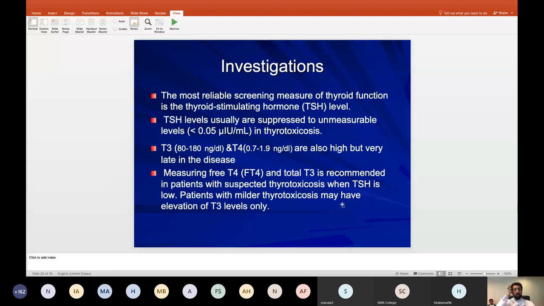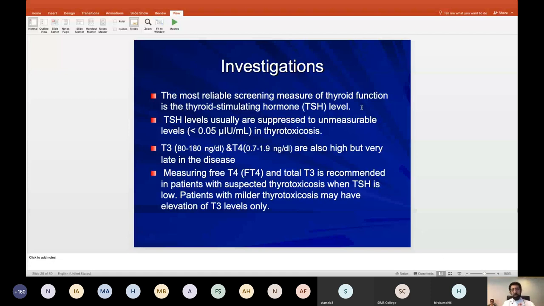But a few words about how to investigate thyrotoxicosis. We have talked about the investigations and how to investigate a goiter in detail. We've talked about all the investigations. But a few points are very pertinent to the investigation of thyrotoxicosis. The most reliable screening measure for thyroid function is the TSH.